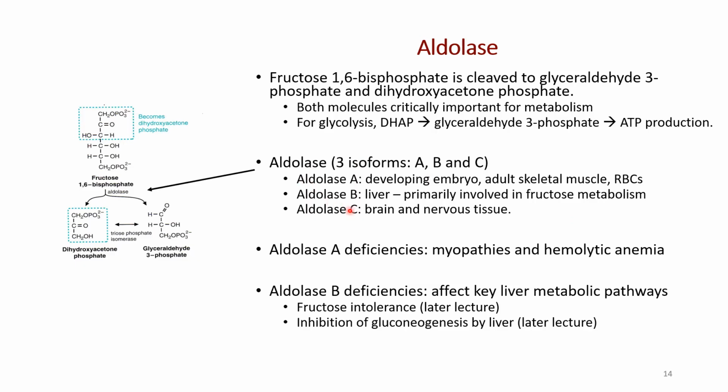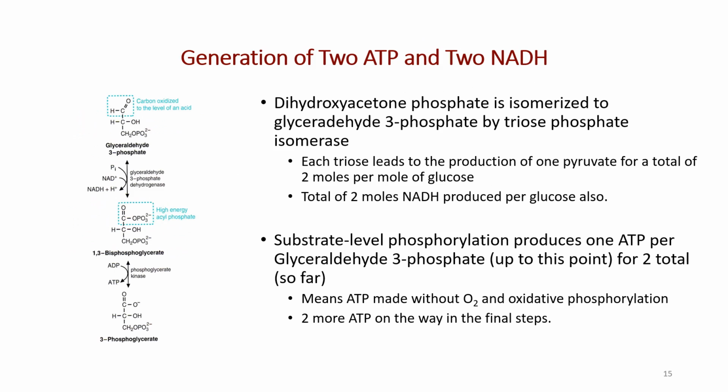Now that's not a problem because aldolase B is in the liver and is involved in fructose metabolism, and then aldolase A is going to be the one in skeletal muscle and red blood cells that helps them do that. And then, of course, aldolase C is going to be in brain and nervous tissue. Okay, so if you have an A deficiency, which is true in red blood cells, that tends to bring on myopathies and hemolytic anemia, muscle myopathy and red blood cell hemolytic anemia. And then aldolase B is going to be for the fructose metabolism.